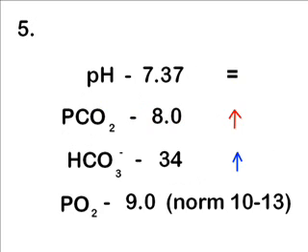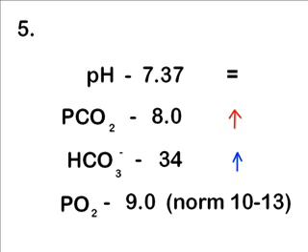Let's go back to the question. We have a pH within the normal range, but slightly on the low side. We also have a PCO2 of 8, which is raised. We also have a bicarbonate of 34, which is also raised. So in other words, we have a respiratory acidotic component, and we also have a metabolic alkalotic component. So what's going on here? What's the primary process behind the patient's pH?